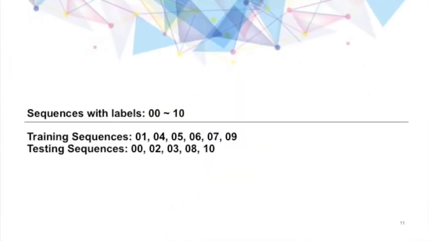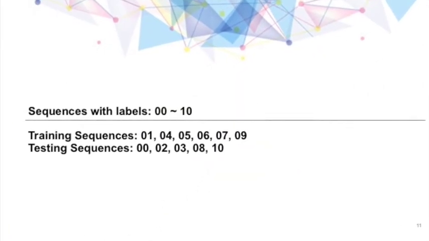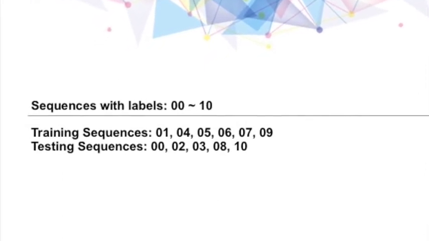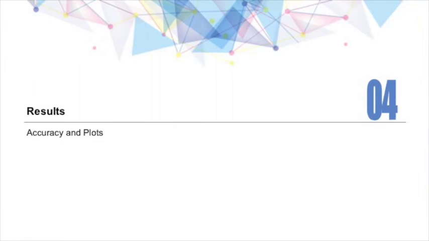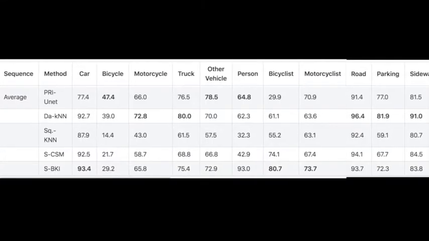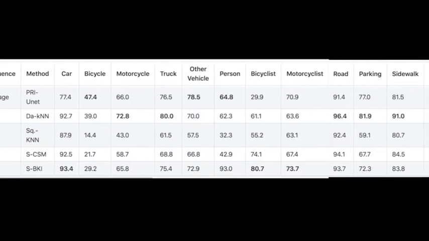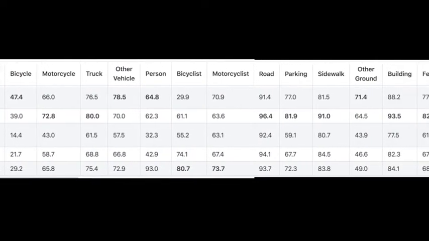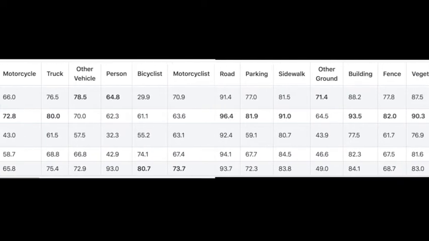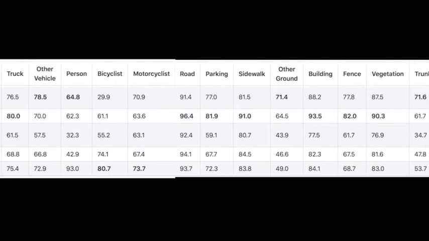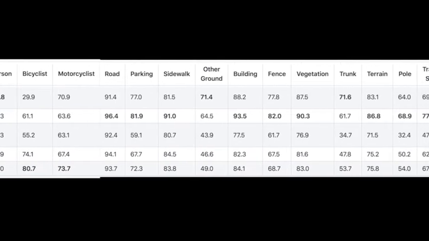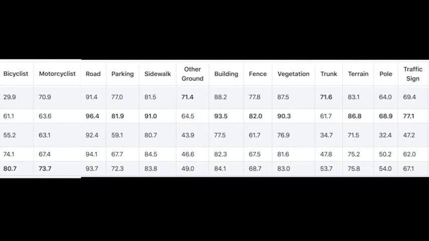The model was trained and validated with sequence 0 to 10. We used the smaller half datasets for training and the others for testing. We compare their classification accuracy for the performance. We have the quantitative results on 11 sequences for 19 semantic classes. The PRI-Unet did better in some classes, and on average, it performed similarly compared with other models. However, it doesn't have many layers, and it's easier to implement.